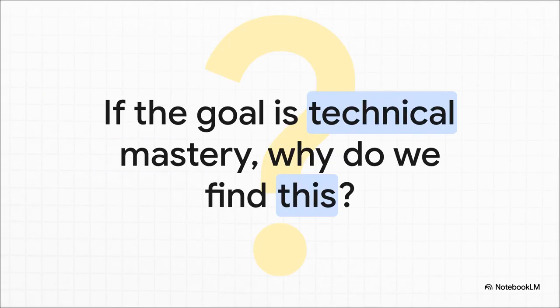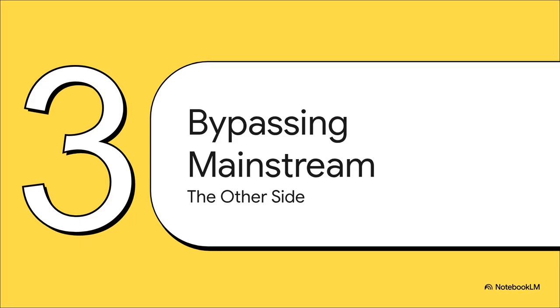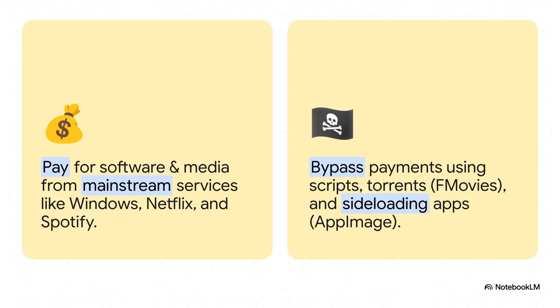But just when we think we've got a clear picture of this technical purist, the data throws us a massive curveball. If this person is so good at building their own systems from scratch, why do we find page after page of bookmarks that point to something completely different? Because right there, mixed in with all the technical mastery, we uncover this really consistent pattern. They are actively circumventing and bypassing mainstream paid services. And the difference is just stark.